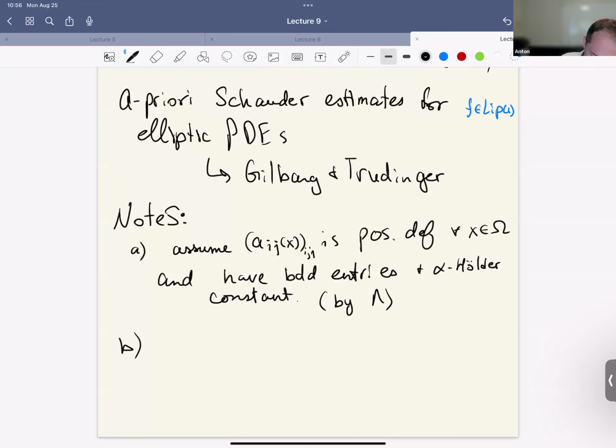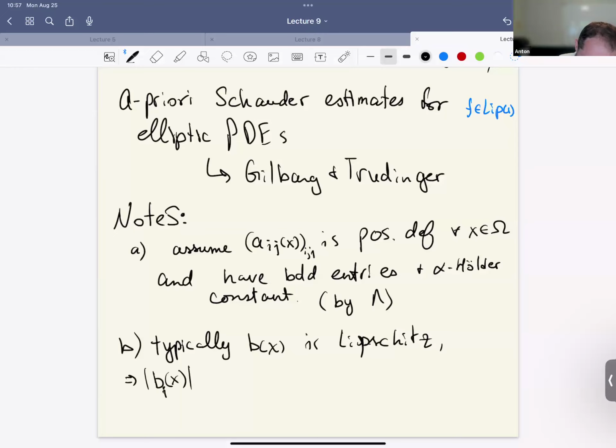Typically the drift B of x is Lipschitz. When I say typically, I'm referring to, let's say, queuing applications. We're going to take a look at our example from last class and confirm that B is indeed Lipschitz. And what does that mean? Therefore, B_i of x is bounded by, let's say, B_i of 0 plus the absolute value of x.